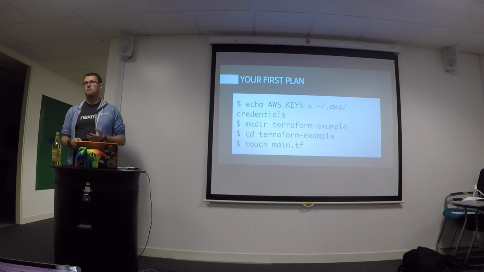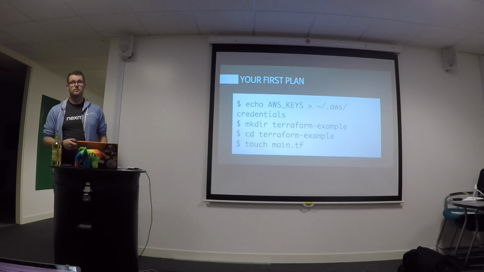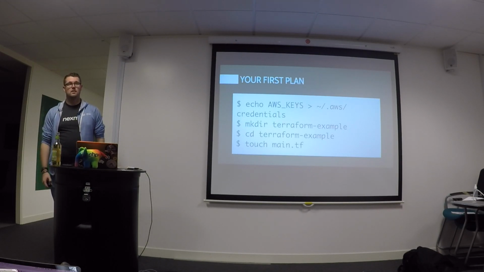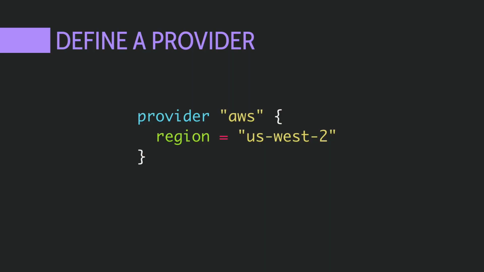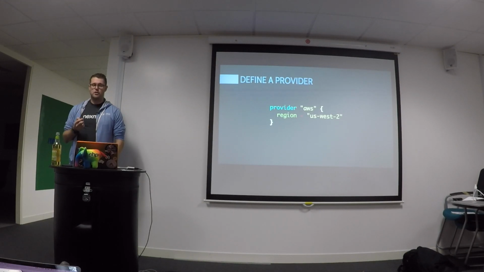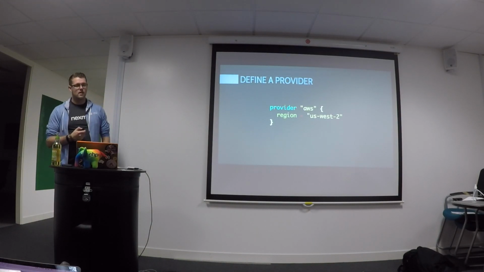Then we'll create a directory, go into it, and just create a file called main.tf. That's the convention. Your entry point is always main.tf, and that comes from the fact that it's written in Go. To get started with Terraform, you just tell it what provider you want to use, and in this case, which region you want to use it with. Like I said, you can provide authentication details at this point, but I'm not because it's in my AWS credentials file.